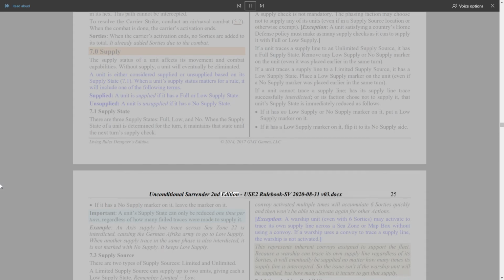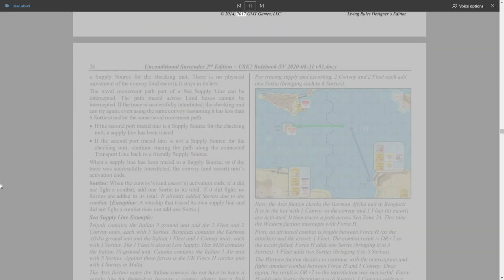Unconditional Surrender 2nd edition, Use 2 Rulebook SV the 31st of August 2020 v03.docx 25. Copyright 2014, 2017 GMT Games, LLC. Living Rules Designers Edition.